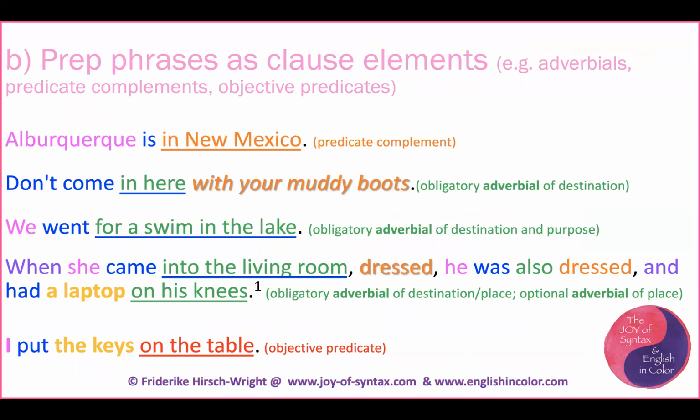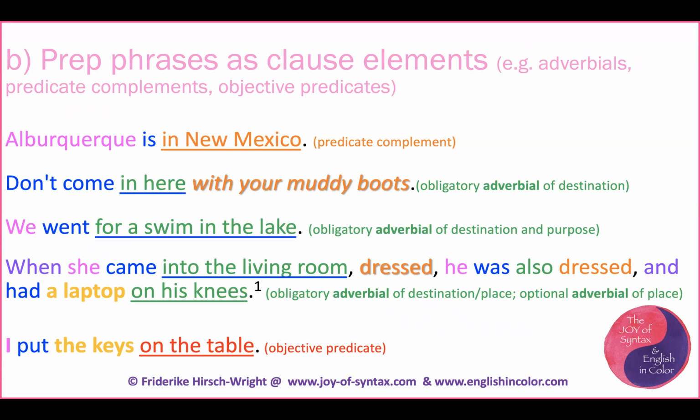Prep phrases can be clause elements. We've already seen that, but I wanted to provide more examples. For instance, in the sentence, Albuquerque is in New Mexico, in New Mexico is a predicate complement. Don't come in here with your muddy boots. In here is a prep phrase functioning as adverbial of destination.